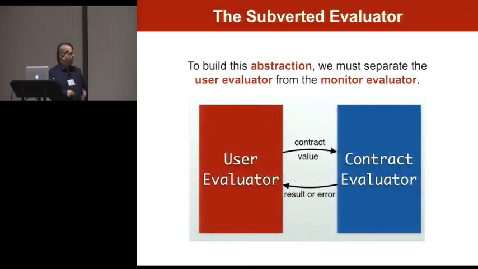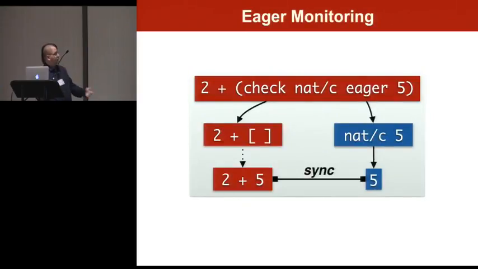So basically what's really going on is we have this user evaluator that has contracts and values flowing into a contract evaluator, and we have results and errors flowing back out. So for an example, let's look at eager monitoring. We have this user evaluator that asks that 5 is a nat. We build a contract evaluator that does the check, and then we synchronize with it, getting the result back.